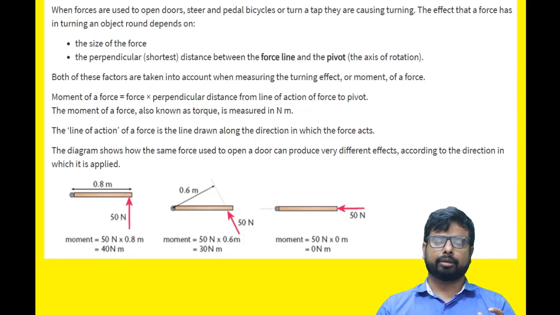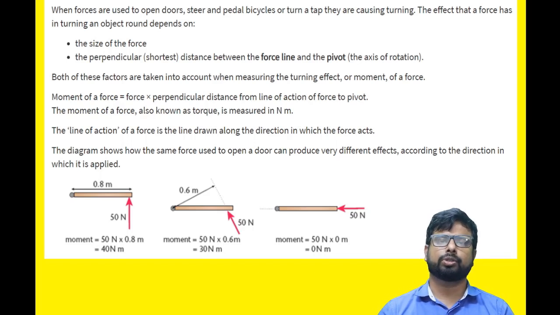If the force acts in a parallel direction to the object, then the moment will be 0, because the force is 50 Newton but the perpendicular distance is 0. So 50 into 0, 0 Newton meter. From this example, from this diagram, it is observed that the moment will be maximum if the force acts perpendicularly, or at 90 degree.